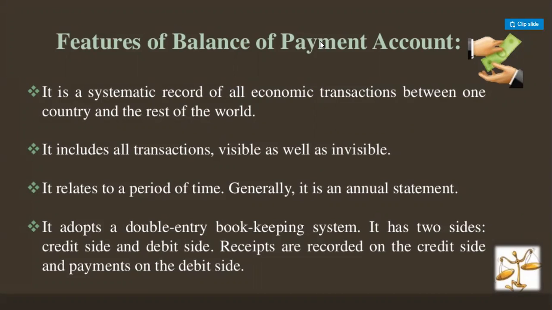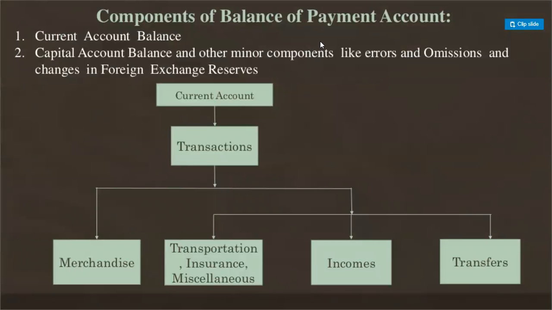BOP is balanced when the receipts of foreign exchange are equal to the payments of foreign exchange. BOP is in surplus when the receipts of foreign exchange are more than the payments of foreign exchange. And it is in deficit when the receipts of foreign exchange are less than the payments of foreign exchange. Now we will discuss the two types of components of the balance of payment account: current account and capital account. We will discuss both in detail.